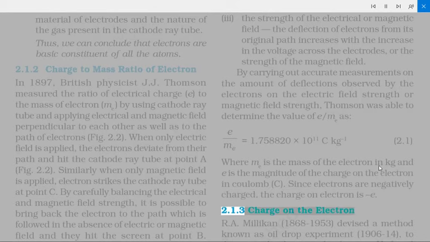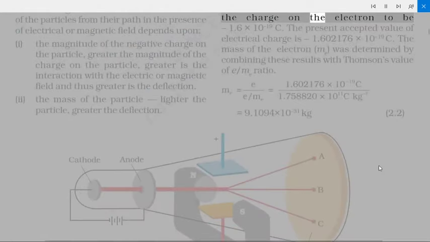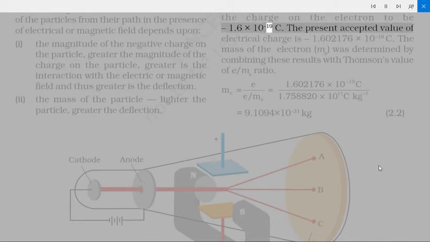2.1.3 Charge on the electron. R. A. Millikan (1868-1953) devised a method known as the oil drop experiment (1906-14) to determine the charge on the electron. He found the charge on the electron to be 1.6 × 10^-19 C. The present accepted value of electrical charge is 1.602176 × 10^-19 C. The mass of the electron, me, was determined by combining these results with Thomson's value of e/me ratio. me = 9.1094 × 10^-31 kg (2.2).